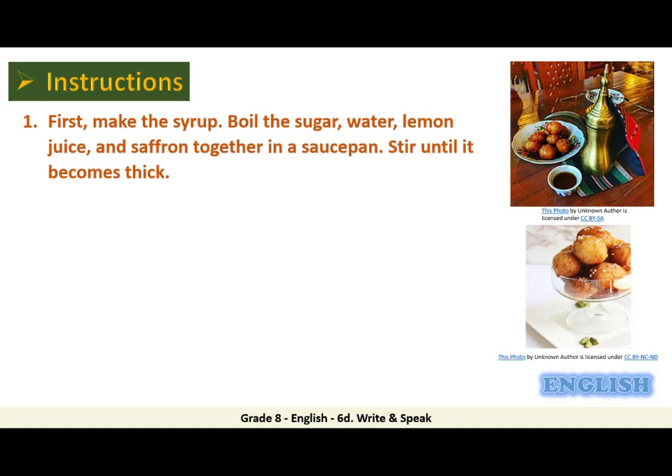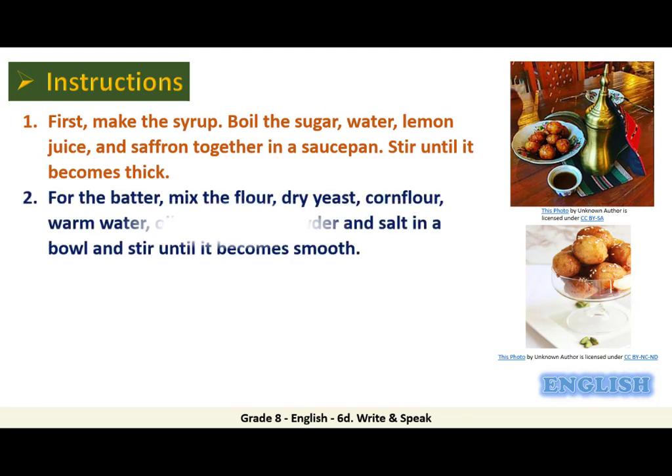First, make the syrup. Boil the sugar, water, lemon juice, and saffron together in a saucepan. Stir until it becomes thick. This is the first step. The second step, for the batter, mix the flour, dry yeast, corn flour, warm water, oil, cardamom powder, and salt in a bowl and stir until it becomes smooth.